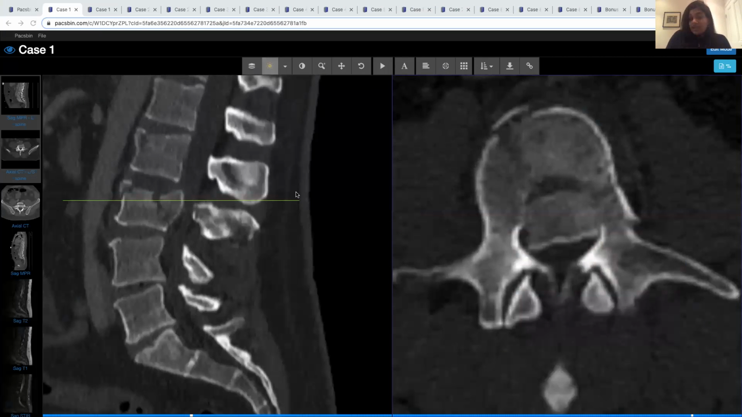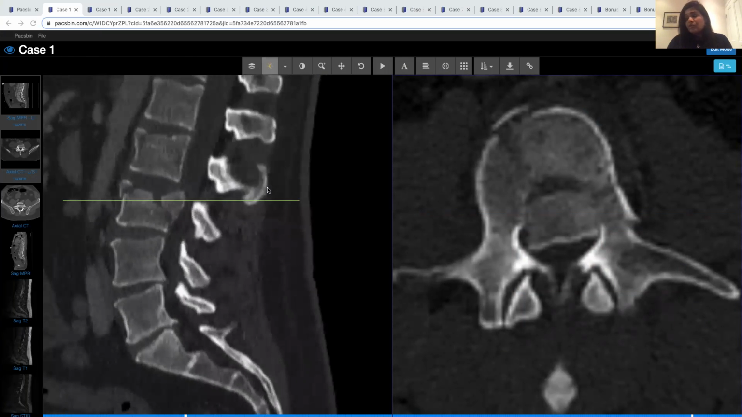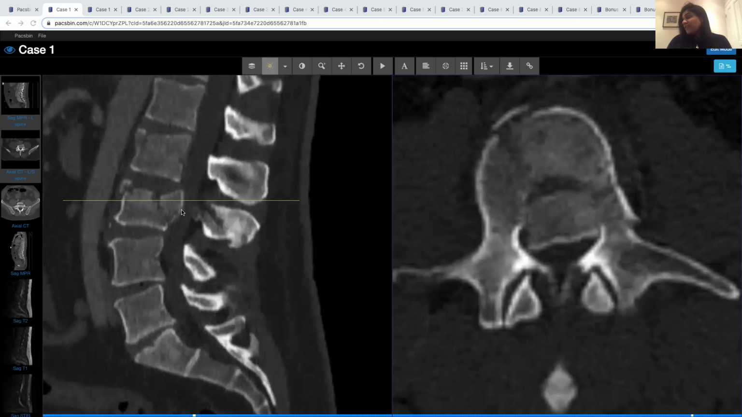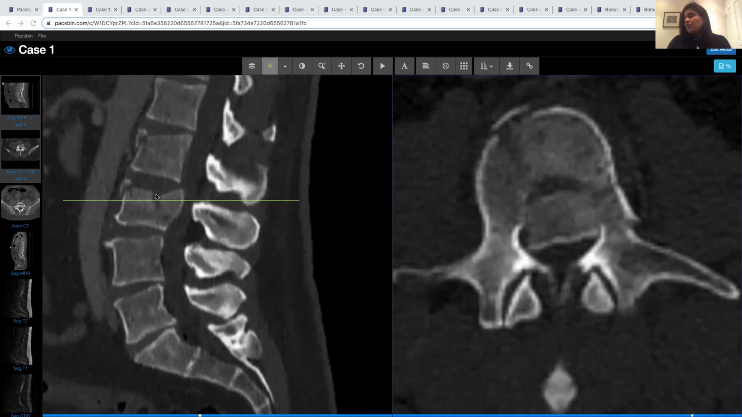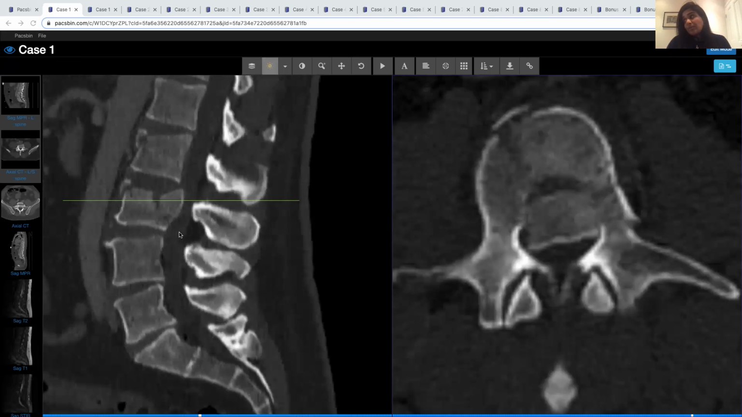So, case 1. This is an example of compression type fractures, but these are two separate different types of classification. Here we can see we have a fracture of L3. It involves the anterior superior corner. There's also a fracture through the mid aspect of the vertebral body that extends to involve the posterior cortex. So this is an example of a burst fracture.